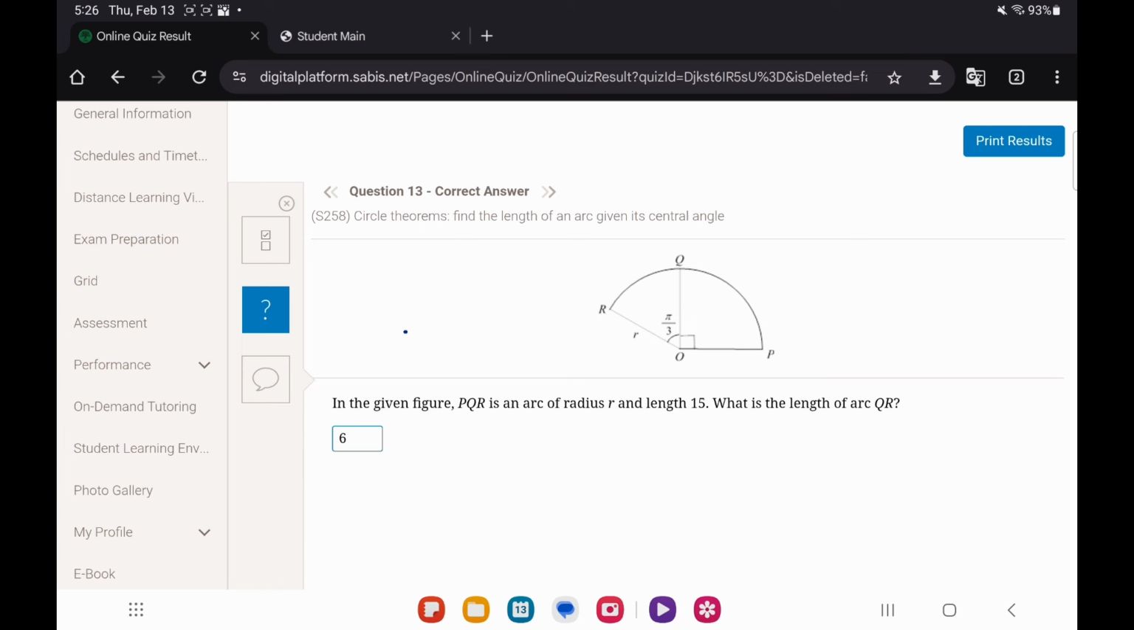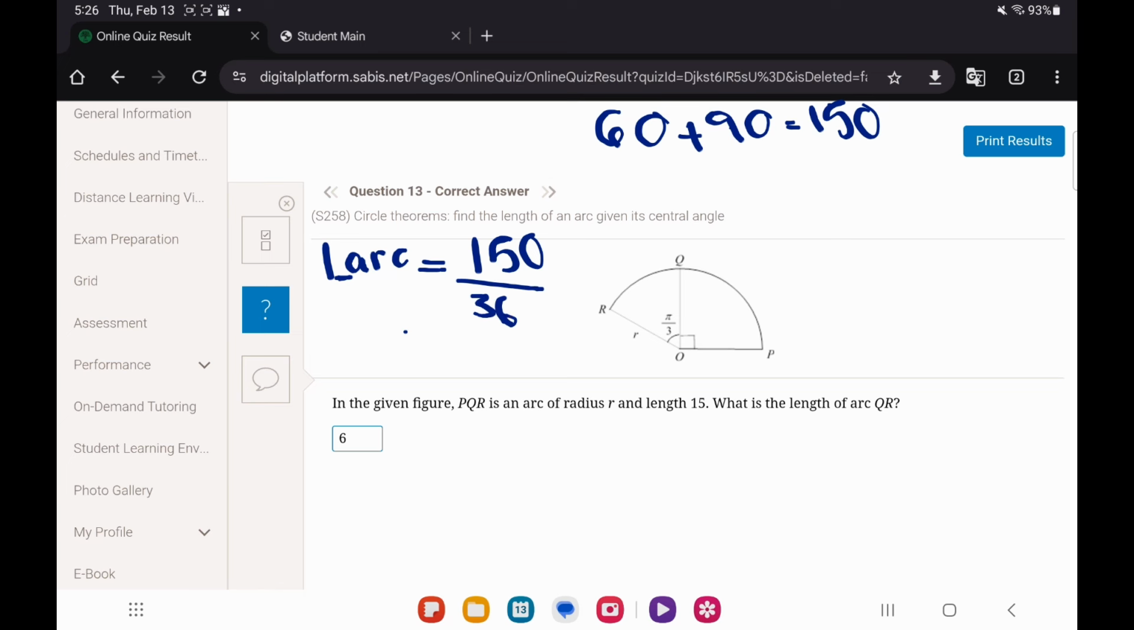Okay, to find the radius, there's a very easy way. We can use the length of an arc. The rule for the length of an arc: the length of an arc is equal to the angle, which is 150, because 60 plus 90 equals 150. So 150 over 360, it's always over 360, times 2 pi r. Let's simplify 150 over 360.